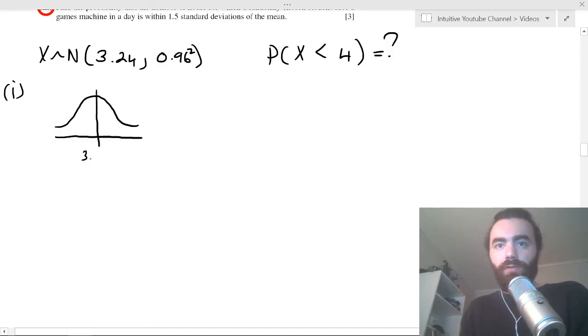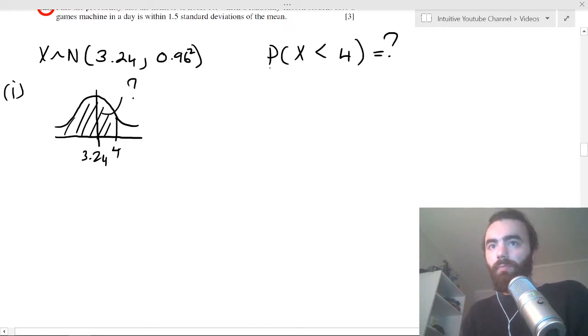So 4, if this is 3.24, then 4 is on this side. So we want to know what this area is. What is this area? Well, let's find the corresponding z value for this, which is going to be 4 minus 3.24.